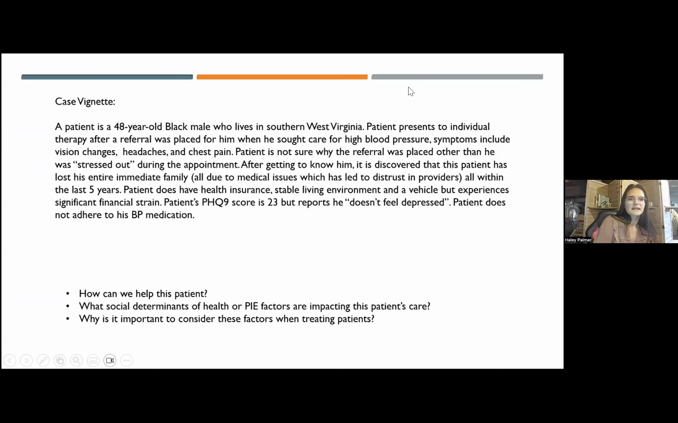I do have a case vignette today. Tell me if this is an appropriate time for this. I sometimes ask my people in the middle of it. Yeah, whatever you feel comfortable with. This is fine. Okay, great.